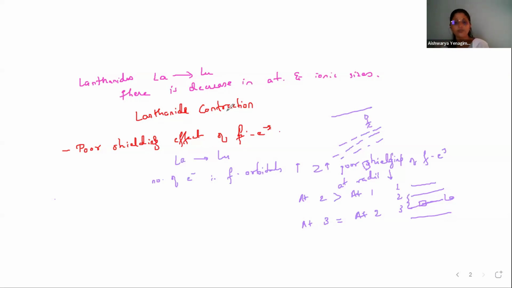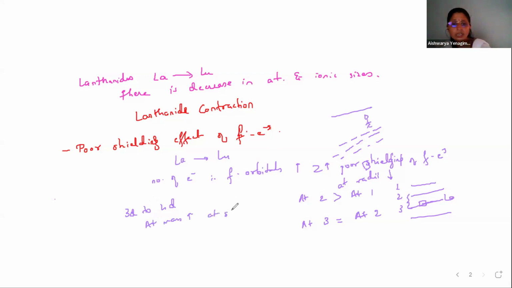The second point is the high density of post lanthanides. What are post lanthanides? The elements following lanthanum, that is elements 72 to 80. These are called post lanthanides, in the third transition series. From 3d to 4d series, the atomic mass increases.